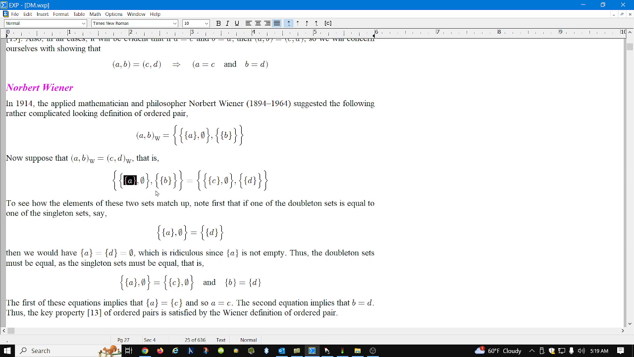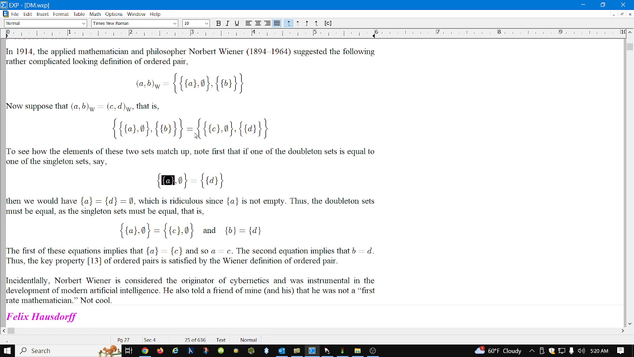So the first thing to notice in matching these two, remember what it means for two sets to be equal. It means they have the same elements. It's not possible for one of the doubleton elements on one side to be equal to the singleton element on the other side. Because if this was the case, then since they have to match element-wise, this would have to be a singleton set. In other words, these two elements would have to be the same. But I just got through saying they're not. They're obviously not, because this is not the empty set.